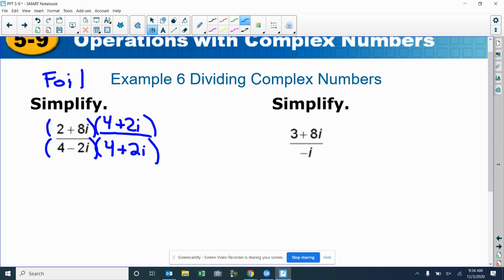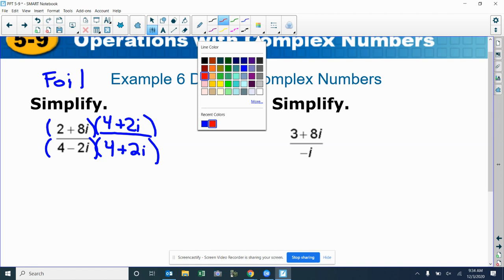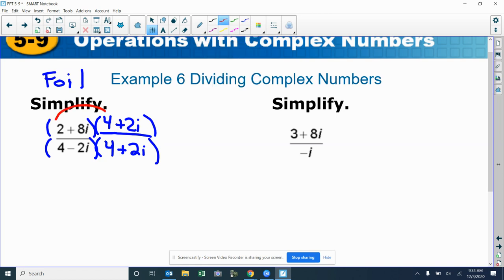So we're foiling. I'm going to go with 2 times 4 gives me 8. 2 times plus 2i is going to give me 4i. 8 times 4, 8i is going to give me positive 32i, and then I'm going to end up with positive 16i squared.